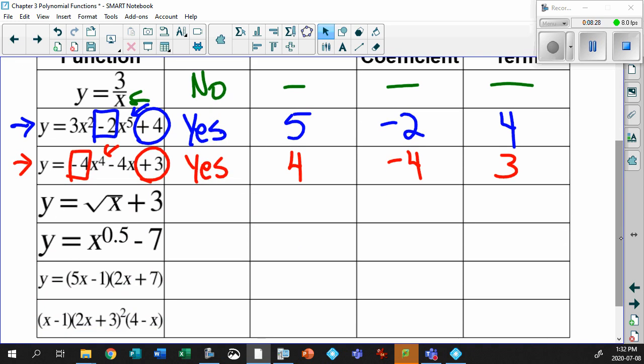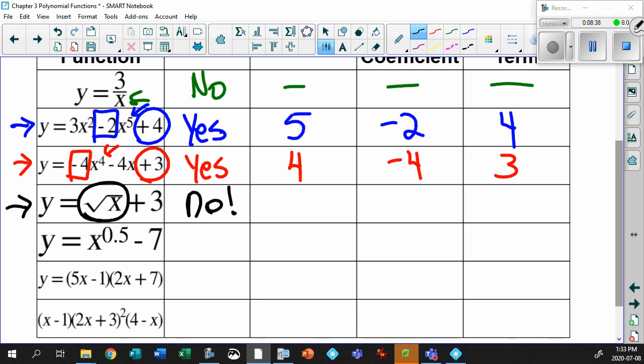Okay, let's go with this one then. Is this one a polynomial? No way. No, it's not, because that's the square root of an x. So we don't care about these other things. Okay, moving on. Let's go back.